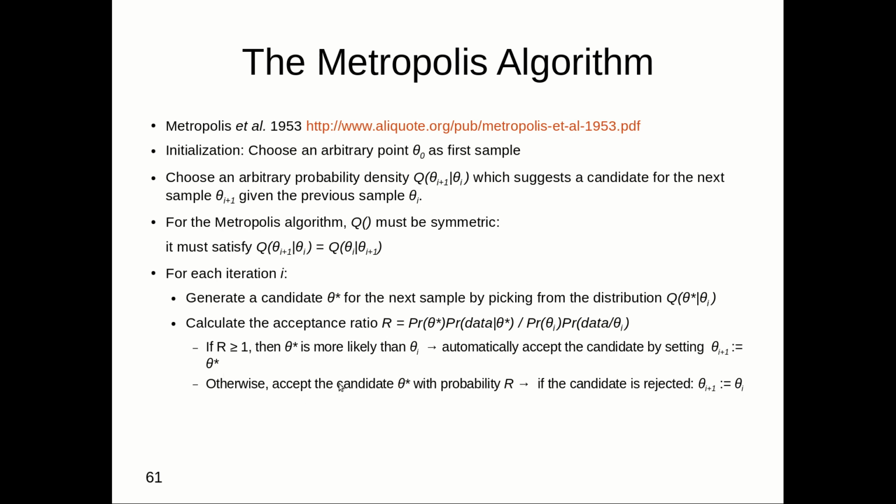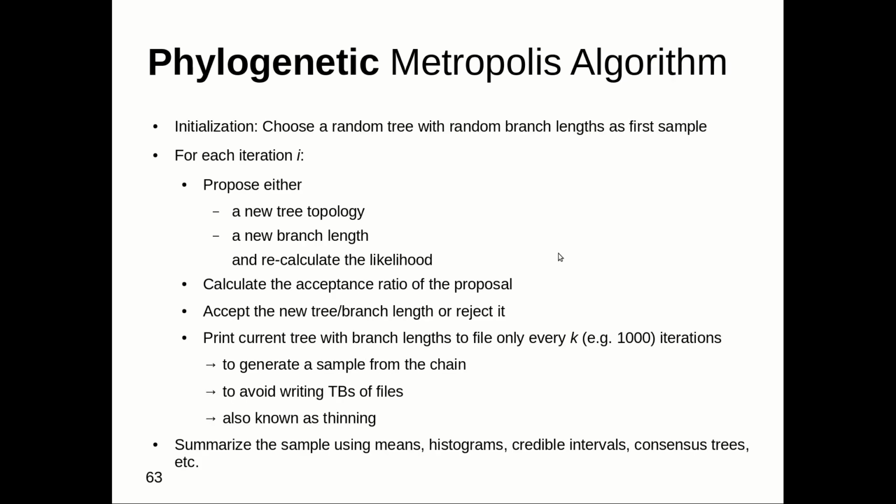Otherwise, as we've seen before, if the ratio is below 1, we accept the candidate theta star with probability R. If the candidate is rejected, then theta i plus 1 is just the previous sample, theta i. Just as a side note, this transition matrix Q is mathematically the same Q as we saw for substitution models and in the Markov chain lecture. Okay. So let's now have a look at how this works for phylogenetics.